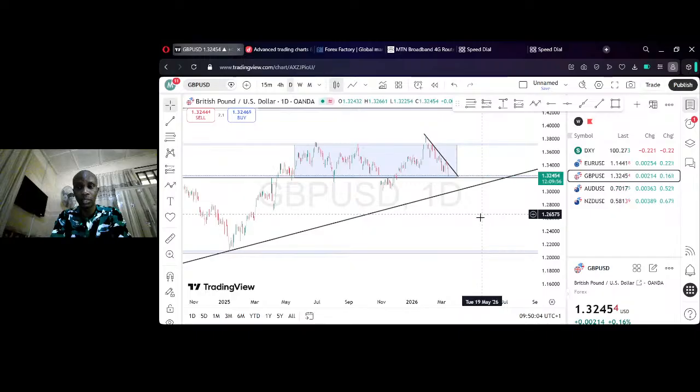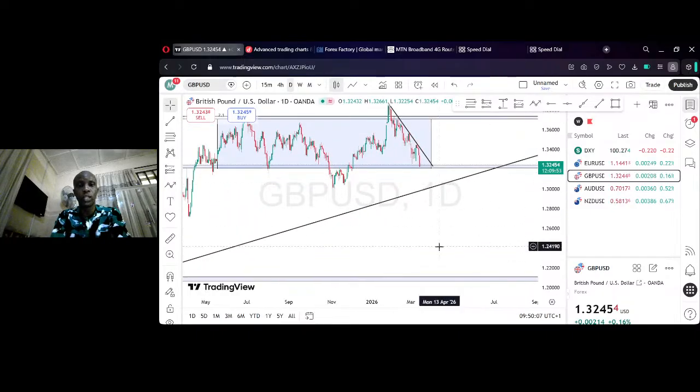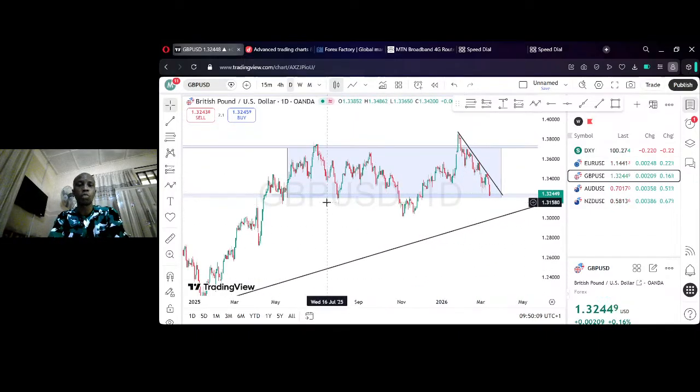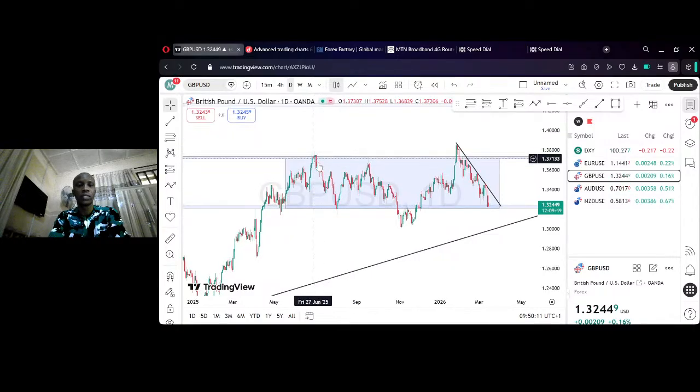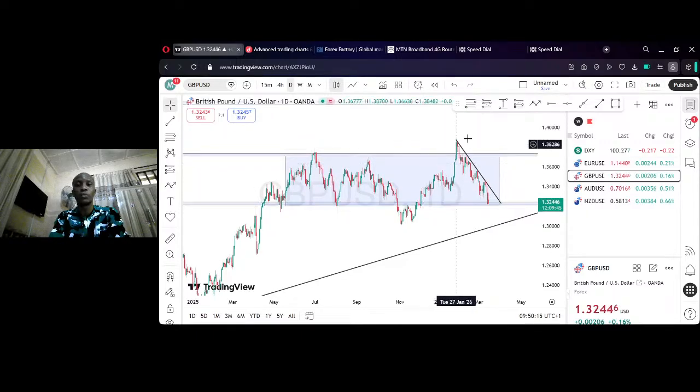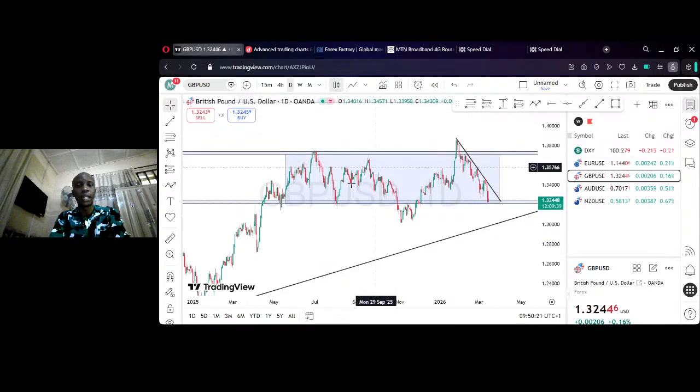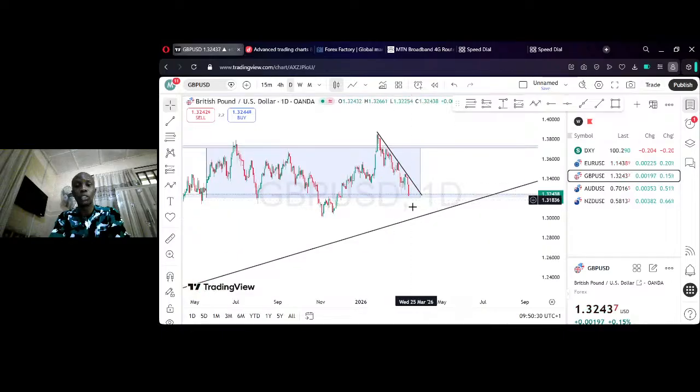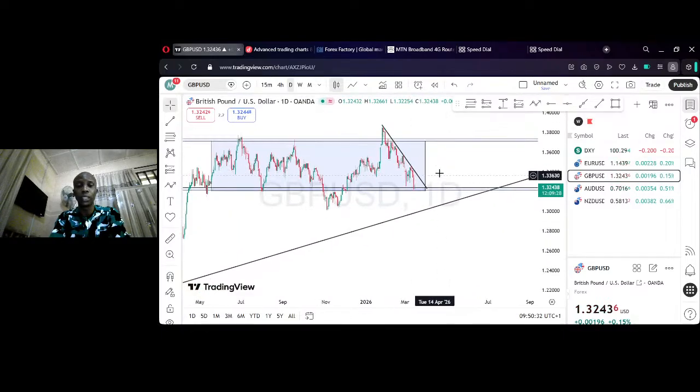On GBPUSD, you can see we have this first attempt, the second attempt, and the third attempt. The sellers were defending this resistance well, and the buyers also defended this support level well, because price has come up and down to attempt this trend line, bouncing up and down in the market.